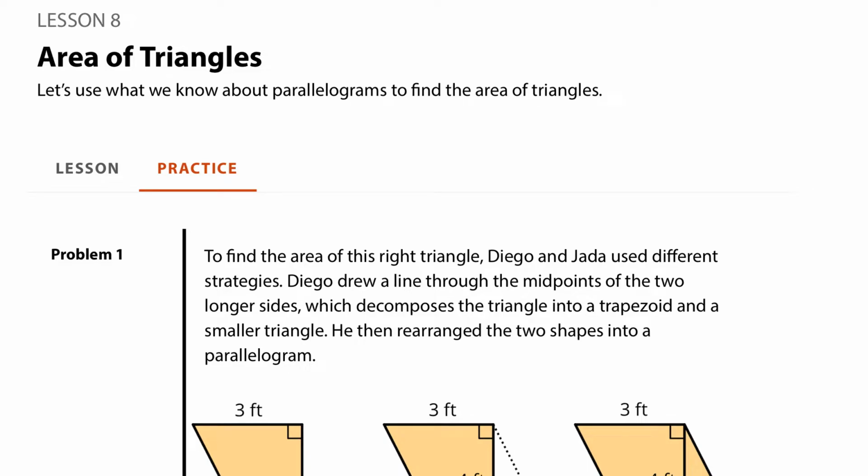Hi, Mr. Richards here. Today's grade 6, Unit 1, Lesson 8 practice problem review is on area of triangles. Let's use what we know about parallelograms to find the area of triangles.